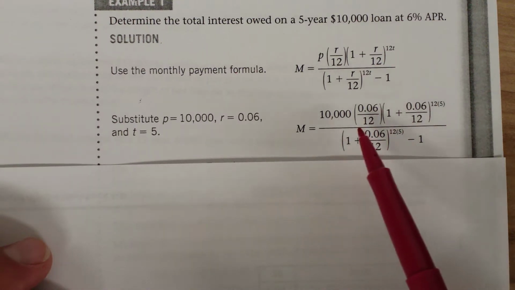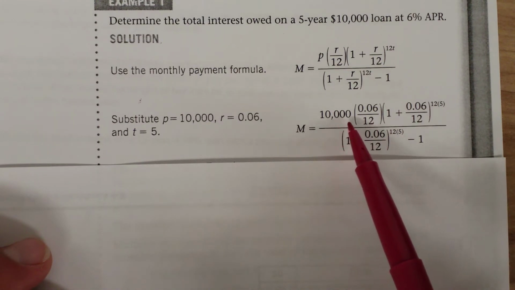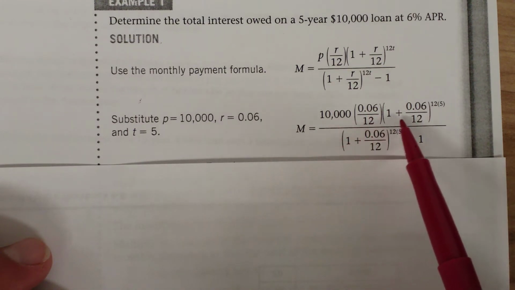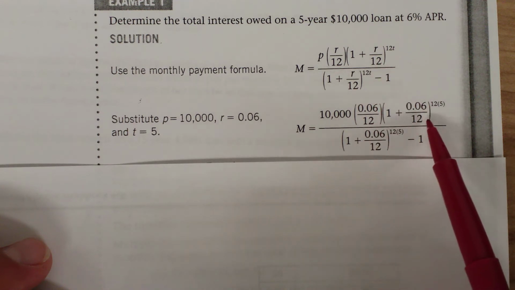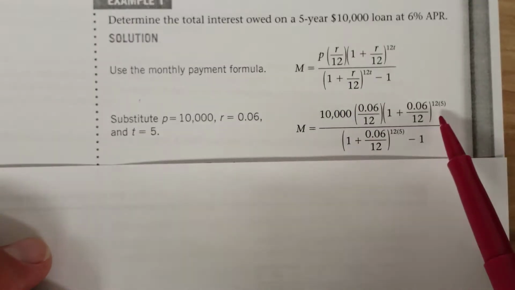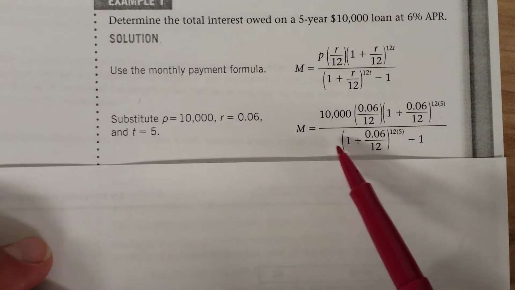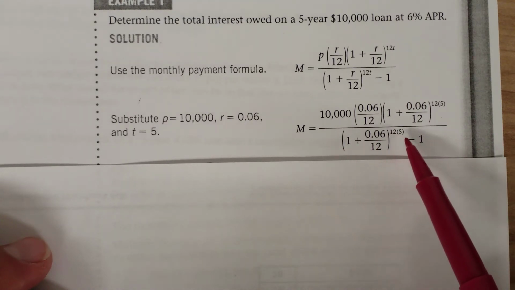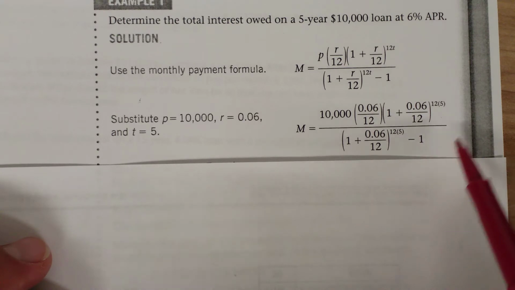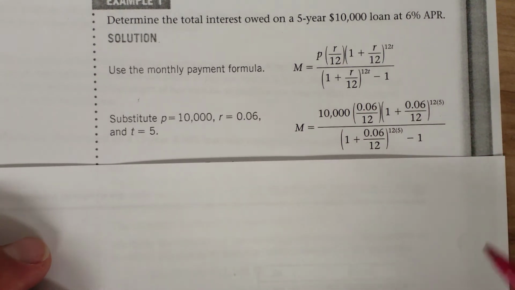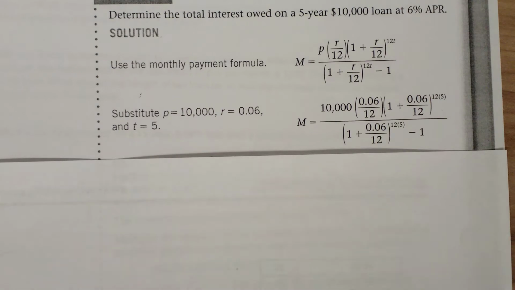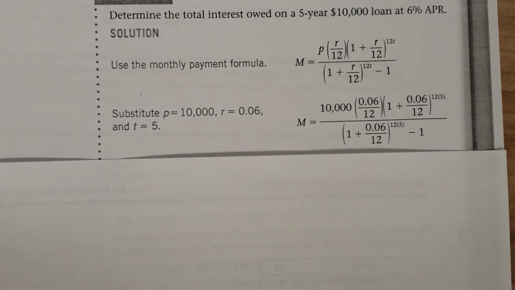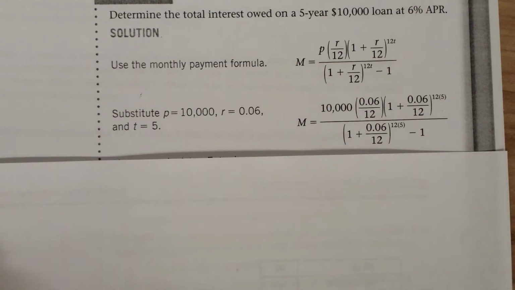If you notice, 10,000 is going in for the principal, 0.06 for the rate, 1 plus 0.06 over 12 to the 12 times 5. And then that's all divided by 1 plus 0.06 over 12 to the 12 times 5 power minus 1. Just a formula. You just need to plug the numbers in and let your calculator do the work. You just have to make sure that you follow the order of operations correctly when you're doing this.